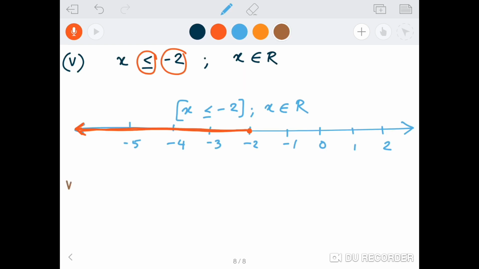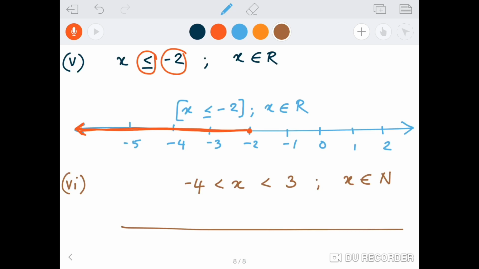Alright. Now that we have finished this, I'm going to give you one more that I want you to try on your own. This is actually very easy. This is minus 4 less than x less than 3, and x belongs to natural numbers. Now think of all natural numbers that are between minus 4 and 3. You need to also recollect that natural numbers start from 1. So when you think of all natural numbers between minus 4 and 3, there are no natural numbers that are less than 1. So your solution set is only going to be 1 and 2. These are the only natural numbers that are less than 3. So on the number line, you're just going to mark dots on 1 and 2.